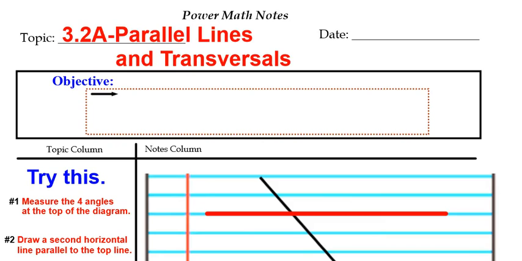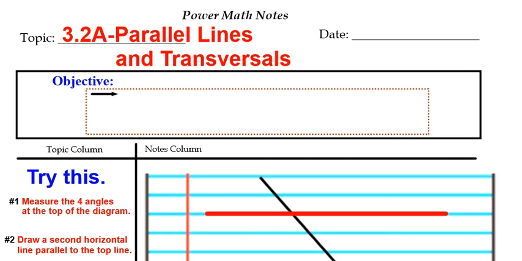All right, gang, we are going to be working through our 3.2a notes, parallel lines and transversals. We're going to go through the practice problems. We talked yesterday about how everything is related, and then in the notes we figured out all of our rules.